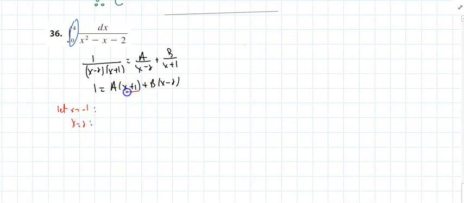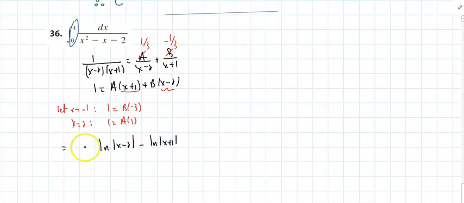If I let x equal negative 1, that's a 0. I'll get 1 equal B times negative 3. That means B is negative 1/3. And if I let x equal 2, that means 1 equal A times 3, and that's a 0. So A equals 1/3. So there it is. Pretty much this is natural log of absolute value of x minus 2 minus natural log of absolute value of x plus 1. They're both 1/3. I'll take a 1/3 out of both of those. You could leave it in there.